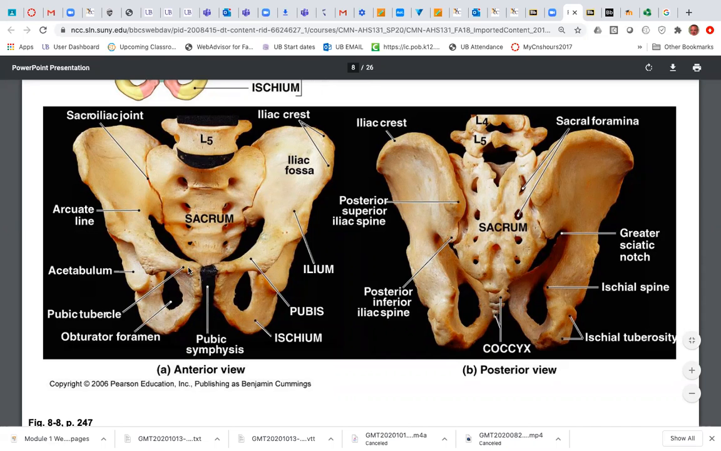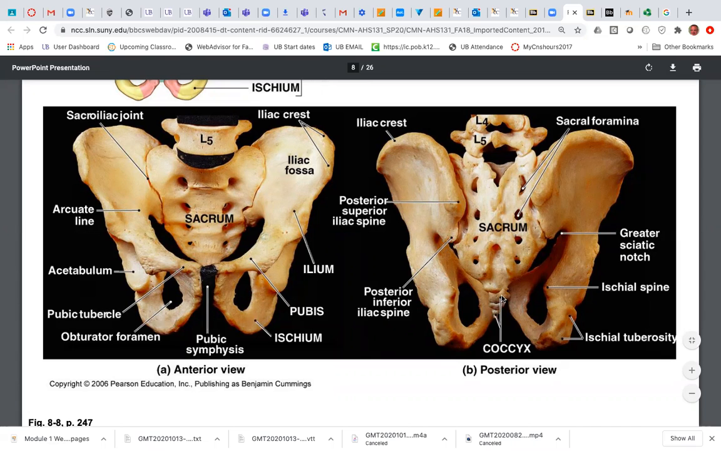Here is the pubic tubercle. You have another pubic tubercle in the front here. Two pubic tubercles. Here's the ischium. Ischial tuberosity would be here. It's the roughened part, more towards the bottom, that you'd be sitting on. There's the obturator foramen, the largest foramen in the body, and the acetabulum, or acetabular fossa. Here's the coccyx.